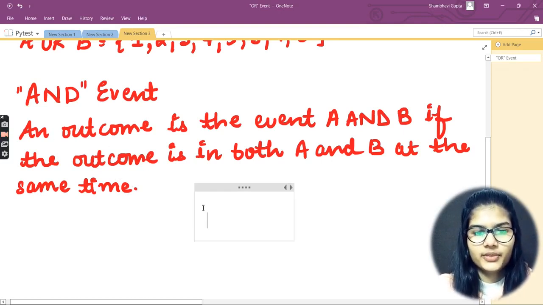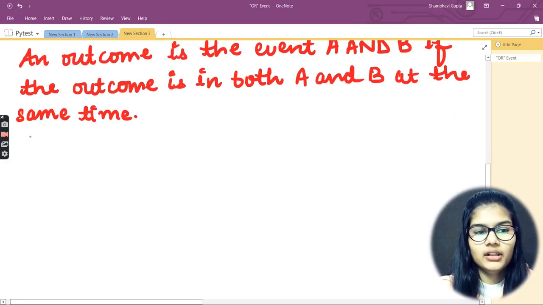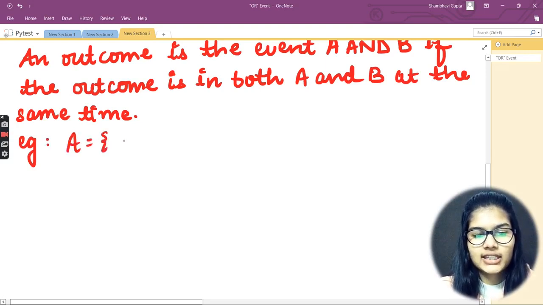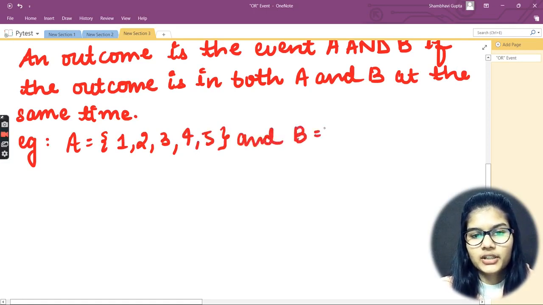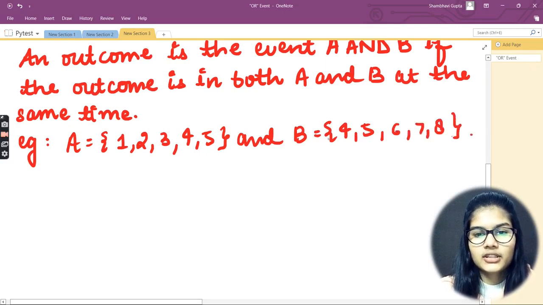Let me just make some space right here. The example for A and B could be: let's say I have event A as 1, 2, 3, 4 and 5. Okay, let's say this is my A event, and what about my B? Let's say my B event is 4, 5, 6, 7, 8. Now if I have to write A and B, how will I do it?